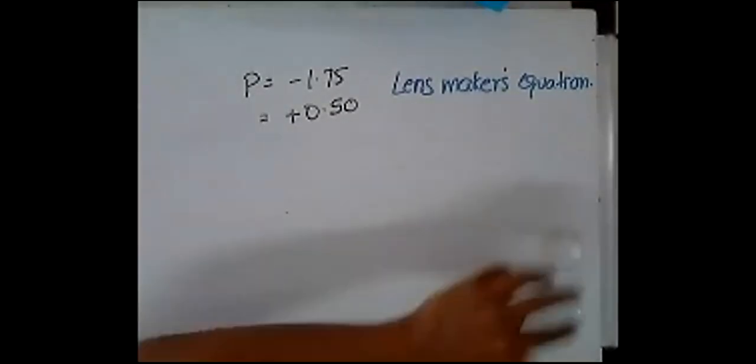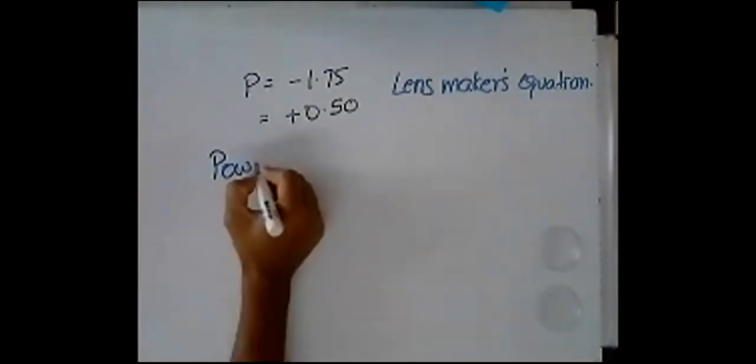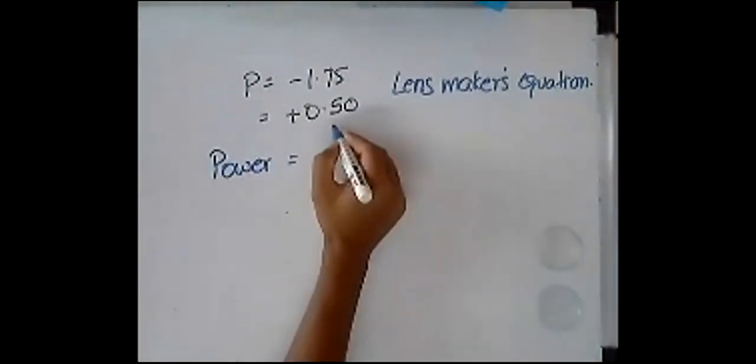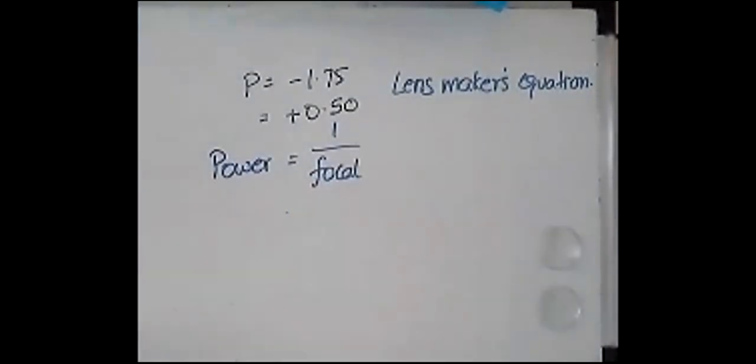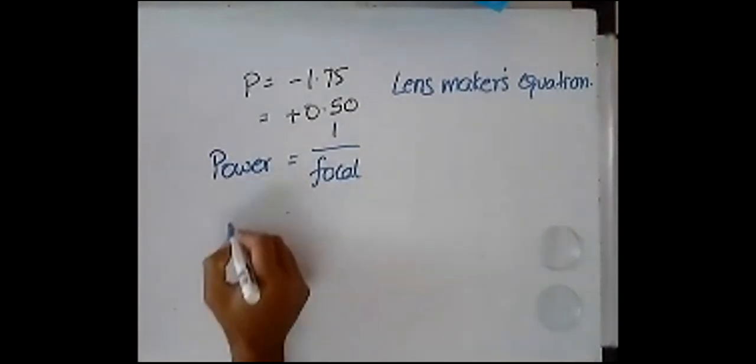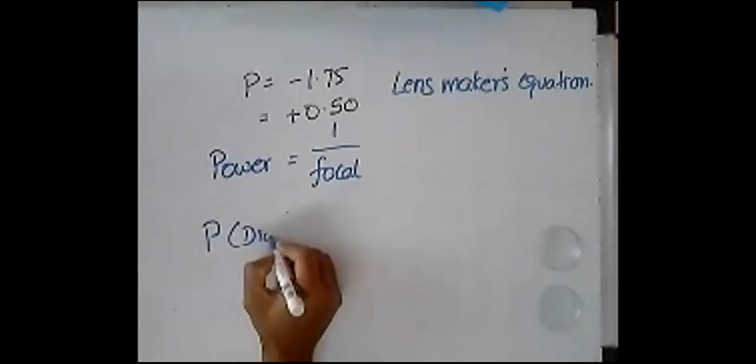But how do we find out what is the power of a lens? Well, the power of a lens is actually nothing but the reciprocal of the focal length. And what are the units for this? Well, power is measured in terms of diopters. So P is mentioned in terms of diopters.